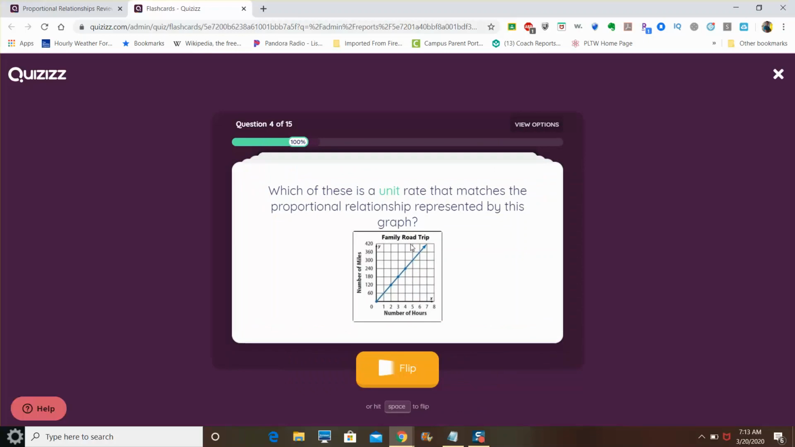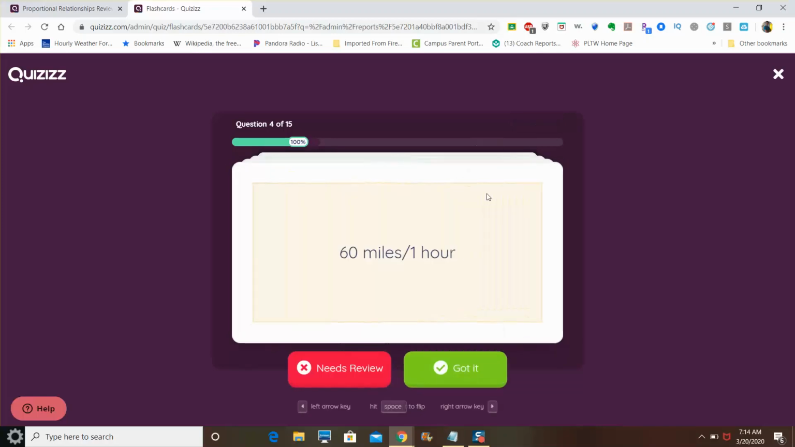Which of these is a unit rate that matches the proportional relationship represented by this graph? So now obviously with the flashcard thing, you don't have the questions where the answer choices are something you need to read. This is one of those questions where ultimately you would have to choose which one, but we can tell that the one that would be correct is going to use a unit rate that's based on this graph. So if I look at this graph, I can see that we've got, for example, 120 miles over 2 hours. So the unit rate for that would be 120 divided by 2, which is 60. So 60 miles per hour. So whichever description includes 60 miles per hour is our correct unit rate.